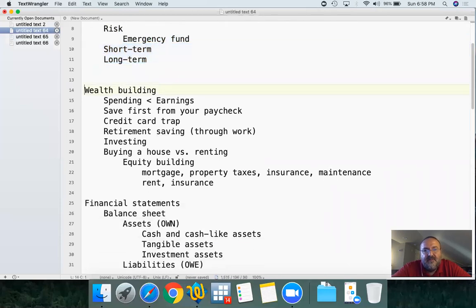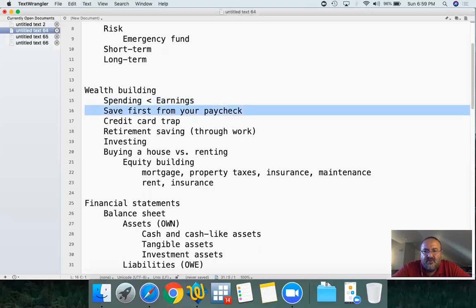Now, with respect to the long-term saving, one of the major aspects is wealth building. Obviously, in order to build wealth, you need to have your spending be less than your earnings. You need to earn more money than you spend. If you spend more than you earn, then you start borrowing, and borrowing is not something we want to do to finance our extra spending. So we need to know how much we're earning, and how much we're spending, and make sure that we spend less than our earnings.